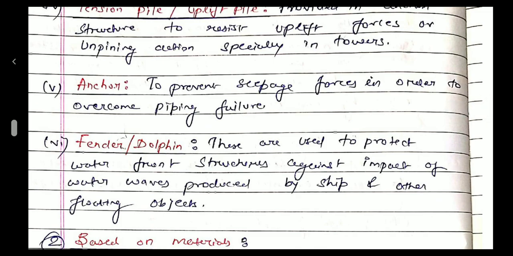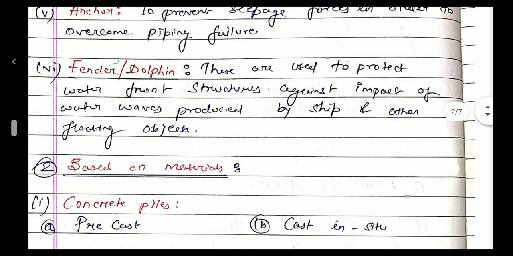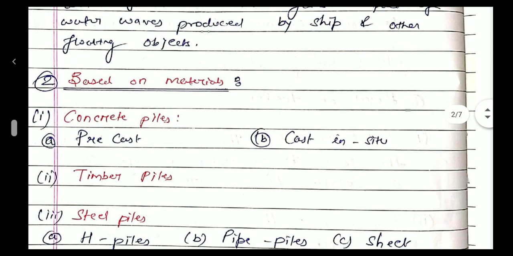Then fender pile or dolphin pile. These are used to protect the waterfront structures against the impact of water waves produced by ships and other floating objects. Majorly it is provided in port areas. Then the second classification is based on materials.